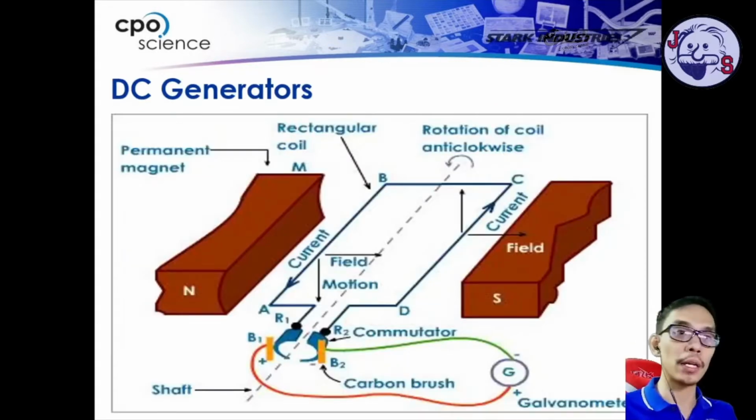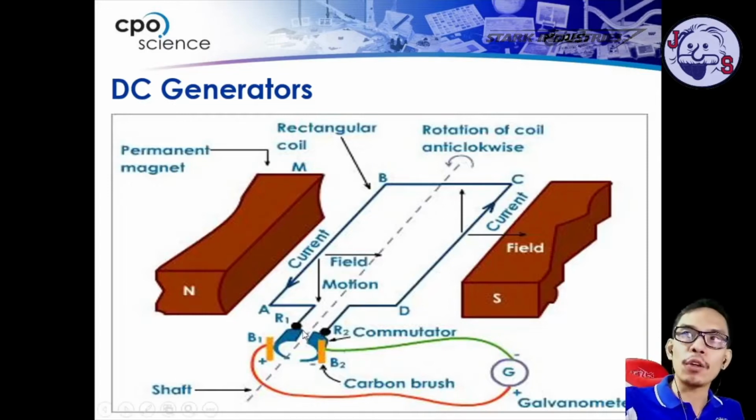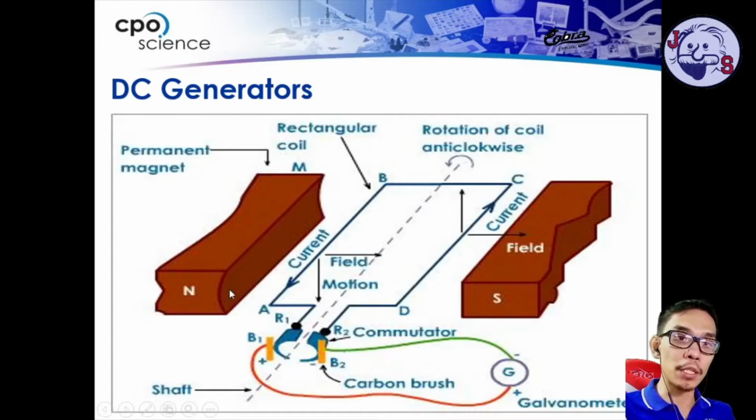So we have two types of generators. We have the DC generator, which is a type of generator that produces direct current. Same as your motor, it contains a permanent magnet, a loop of wire, and a power source. The permanent magnet produces a magnetic field that is perpendicular to your loop that is located at the center.